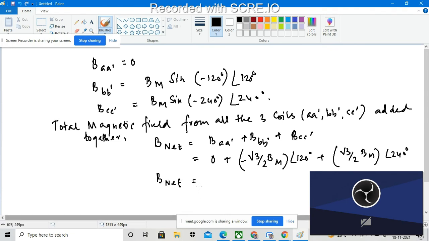Okay, if we simplify this equation, you will find the total value of B net. So how could I solve this? Can you solve this? Can anyone solve this? What will be the value of B net?